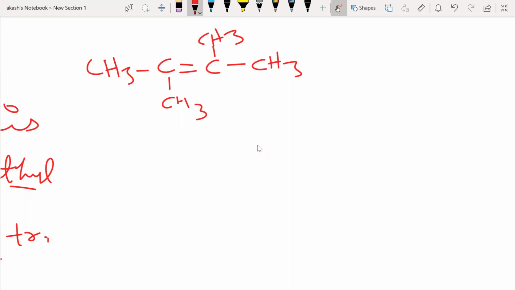You can just see here. You can have a C double bond C here, right? And there are two same groups on each of these carbon atoms. So this definitely is not going to show geometrical isomerism.